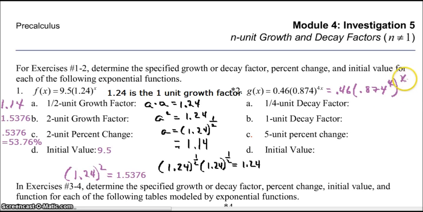Now notice that my input is x, just like in the first one now. So I know what my 1 unit decay factor is. It's 0.87 to the fourth. And we could plug that into the calculator and get some answer. But now that helps us with the 1/4 unit decay factor. What's the factor that we multiply by itself 4 times to get 0.87 to the fourth? It's just 0.87.